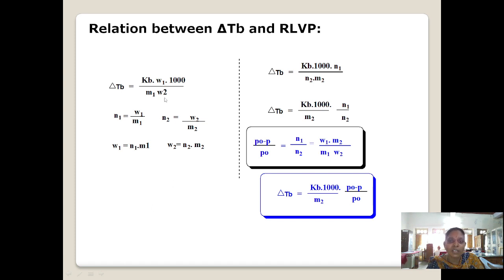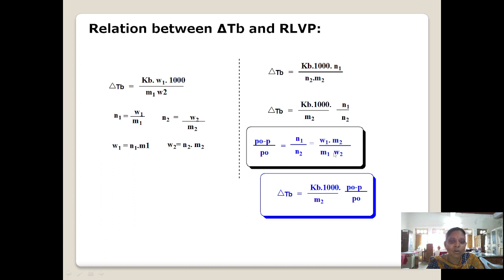Then in the above equation, if you substitute the number of moles of solute, N1, in place of W1 by M1, and in place of W2, N2 into M2, then we get the equation delta Tb equals Kb into 1000 into N1 upon N2 into M2. Then if you take the number of moles aside, we get the relation like this. We already know that delta Tb equals Kb into 1000 by M2 into N1 upon N2.